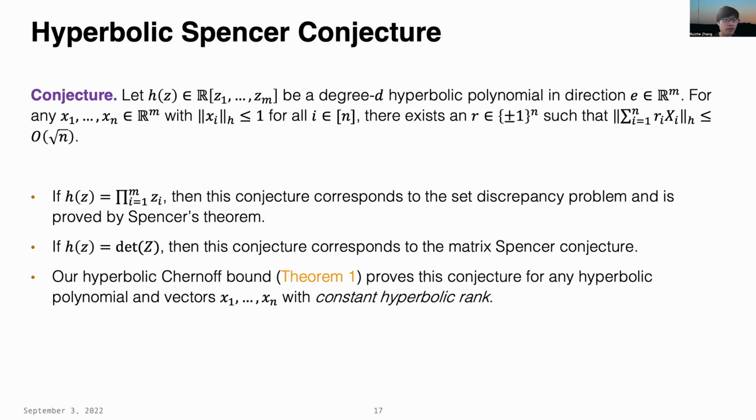Let me give you some remarks about this conjecture. If we set Hz being the product of z1 to zm, then this conjecture corresponds to the set discrepancy problem, as is proved by Spencer's theorem. And if we set Hz being the determinant polynomial, then this conjecture just corresponds to the matrix Spencer conjecture. And by our hyperbolic kernel form, we can prove this conjecture for any hyperbolic polynomial and vectors X1 to Xn with constant hyperbolic rank.